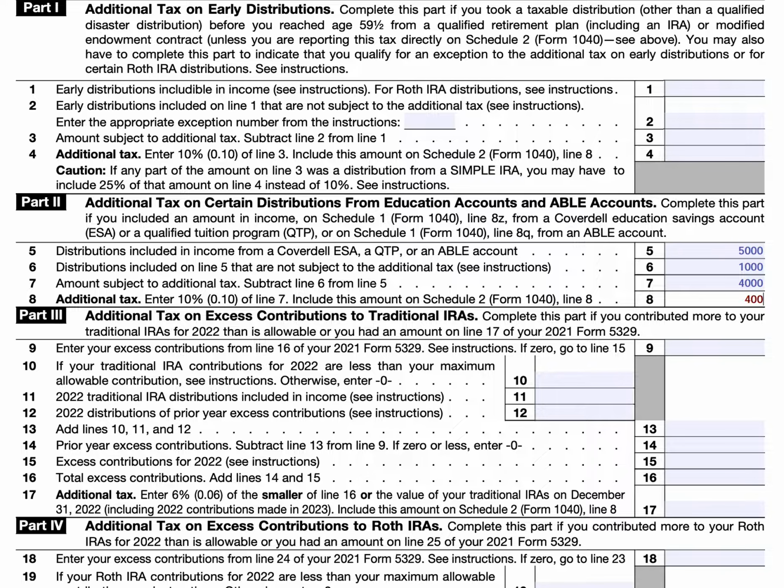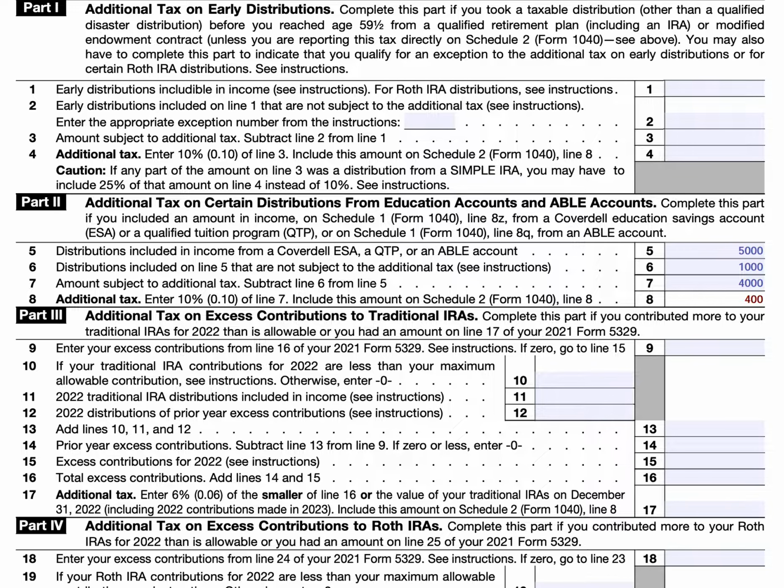In line 10, if your traditional IRA contributions for the tax year are less than your maximum allowable contributions, then you should refer to the form instructions. And in the form instructions, it states, enter the difference, if any, of your contribution limit minus your contributions to traditional and Roth IRAs for the tax year. In line 11, you'll enter the tax year's traditional IRA distributions that you included in income. Do not include any withdrawn contributions as they are reported on line 12.